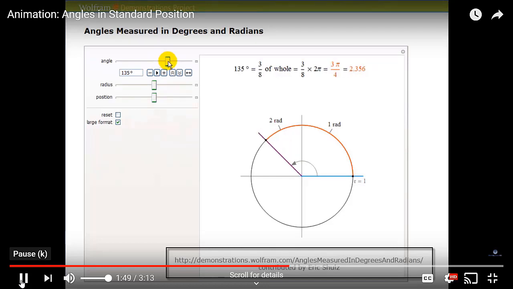And as we rotate now, we're looking at obtuse angles. Here we have a straight angle, another quadrantal angle. It is 1/2 of a revolution, or 180 degrees, or pi radians.